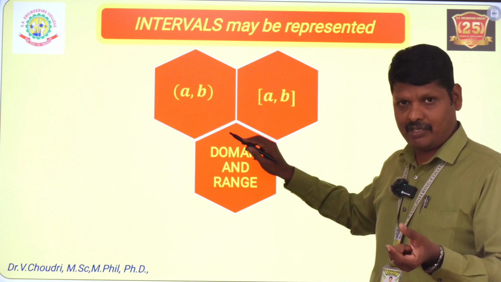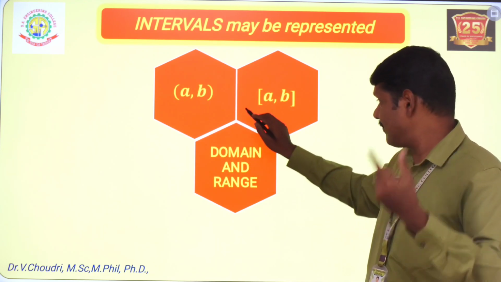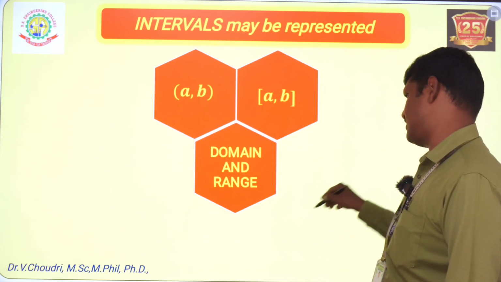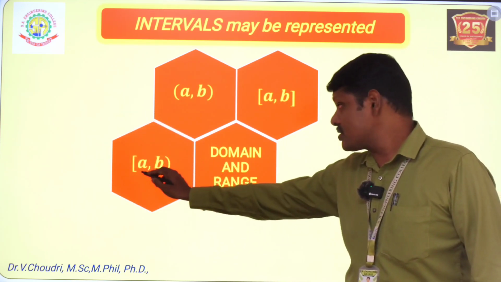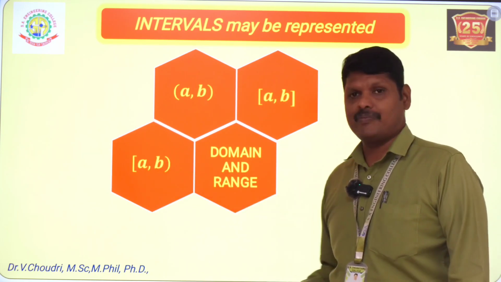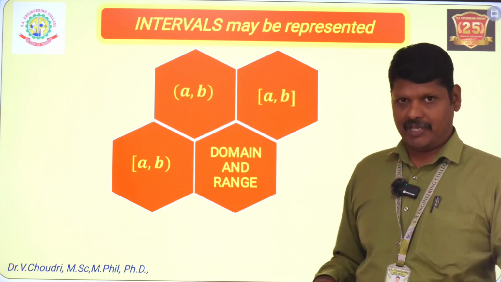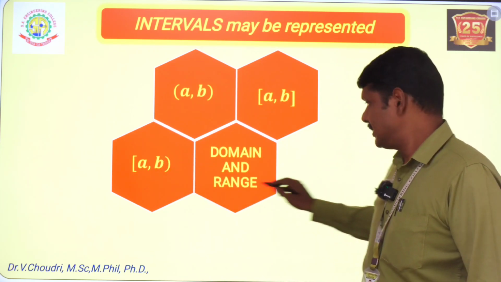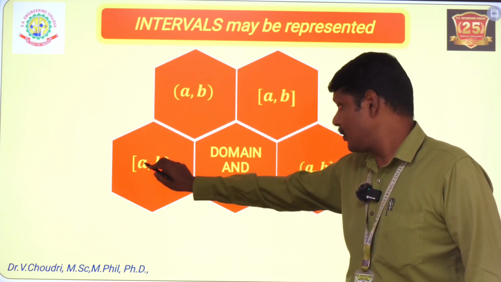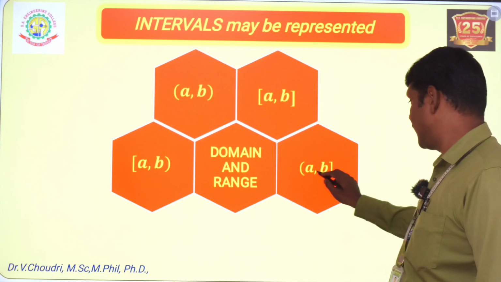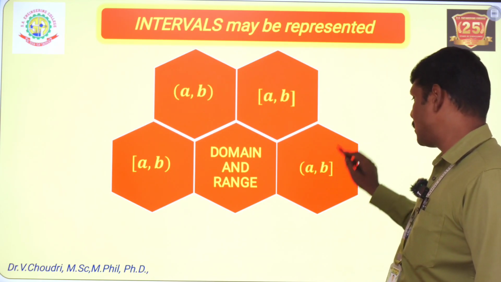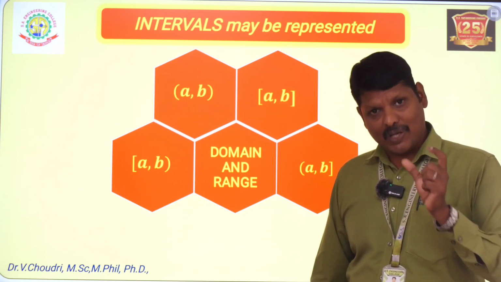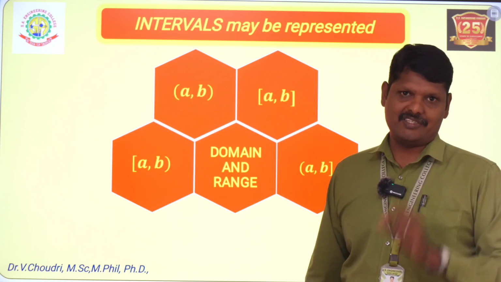Between a and b, also we may assign the a value and b value, that is closed interval a comma b. Sometimes closed interval a, open interval b. So in between a and b, you are allowed to take a value but not b. Sometimes you are not allowed a but allowed b, that is open interval a comma closed interval b. So these are the basic concepts to understand domain and range.